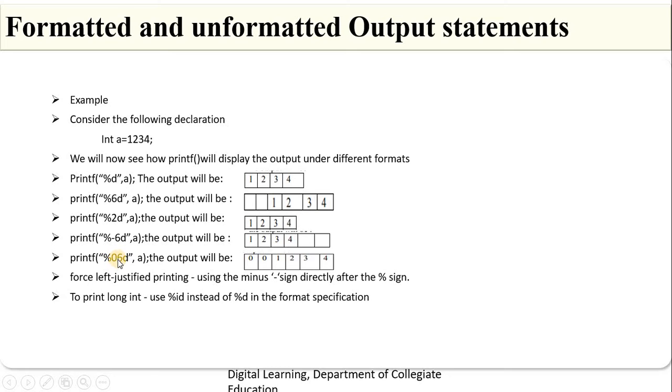If the format specifier is %06d, then it will be right justified, but in the preceding blank spaces 0 would be filled. If it is %-06d, then in the right blank spaces 0 would be appended. Thus, if you want to forcefully left justify printing, then use the minus sign.